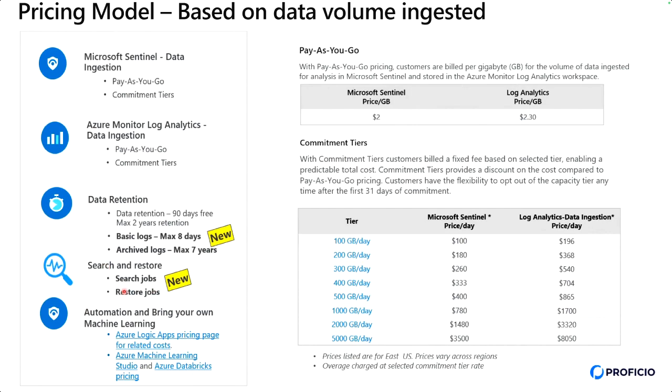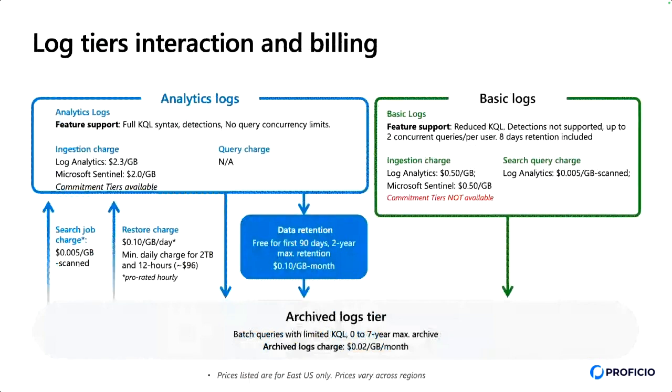Okay, and some other things to consider when you're calculating the budget for the solution are the search and restore jobs, and logic apps pricing, for example, should also be considered. So with all of that, here is how it could potentially look, right?